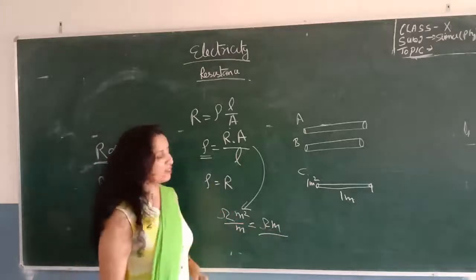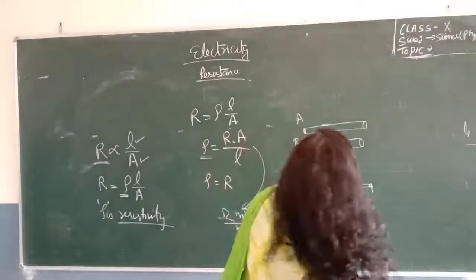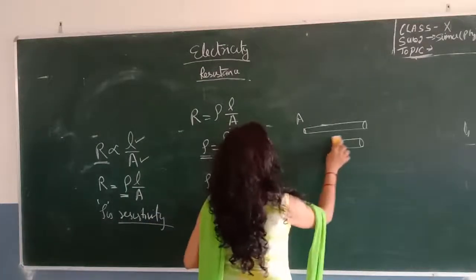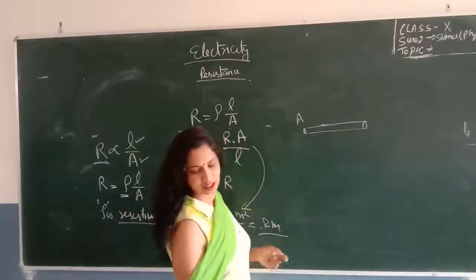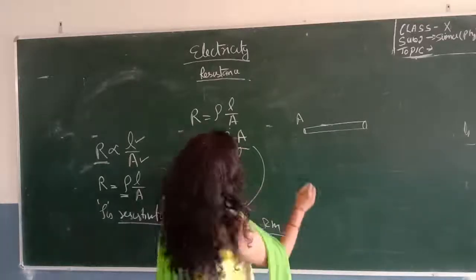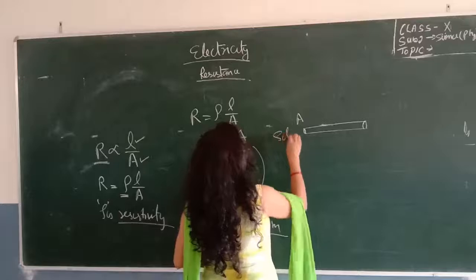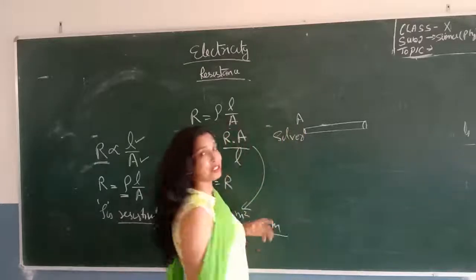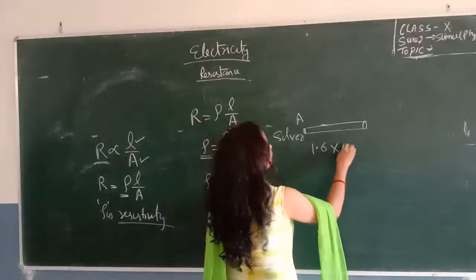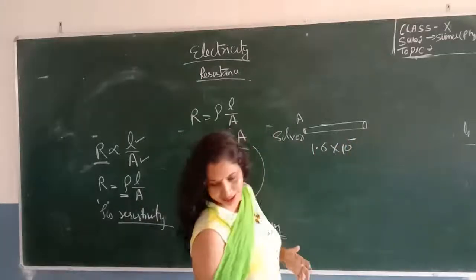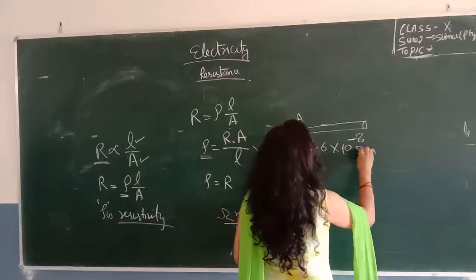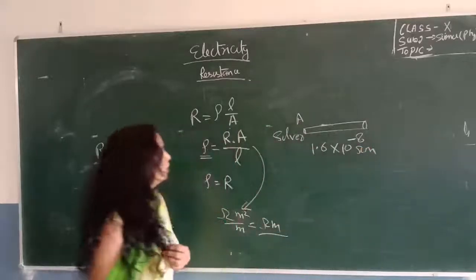Okay. Now take one more example. Suppose this is a silver wire having the resistivity 1.6 into 10 to the power minus 8 ohm meter. This is a silver wire. And I am telling you the resistivity of this material is 1.6 into 10 to the power minus 8 ohm meter. So what is the meaning of this statement?